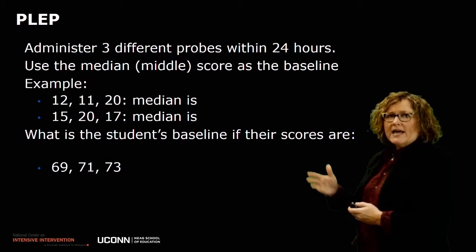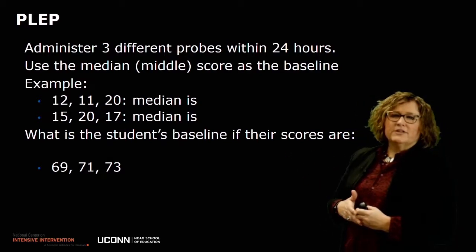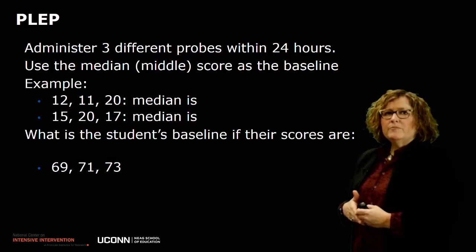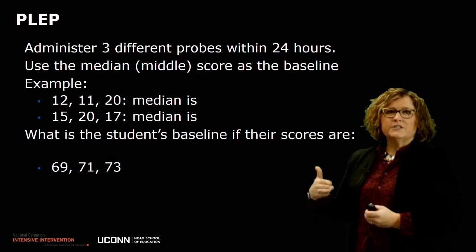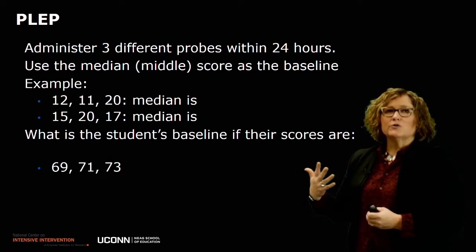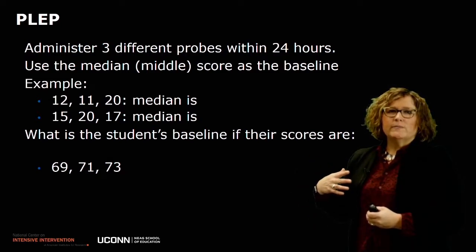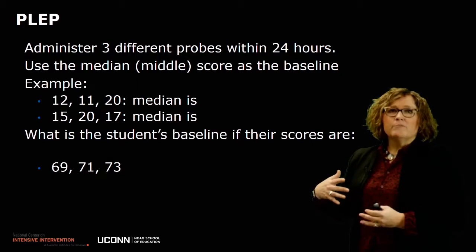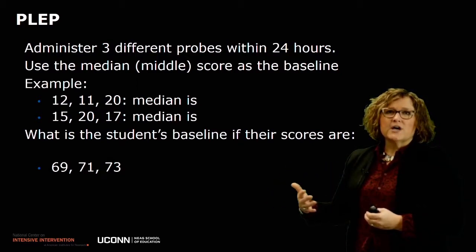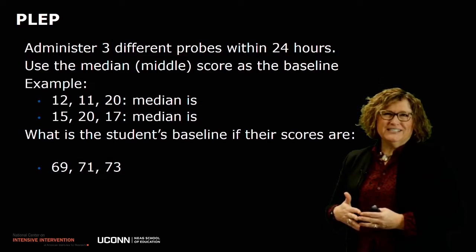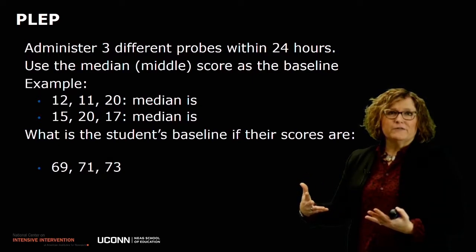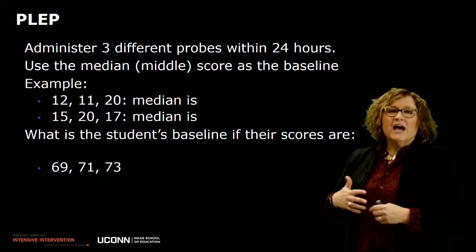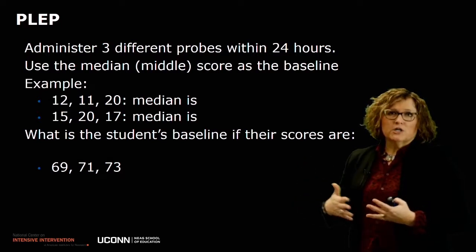So in order to establish that PLEP, or present level of educational performance, we're going to administer 3 different probes or measures. Sometimes we call the CBM the different alternate forms. We call those probes. So it's important to remember in CBM, you're going to have many different forms of oral reading fluency, for instance. And each one of those captures the same skill, but it's a slightly different form. So a different story, a different set of letters or words.